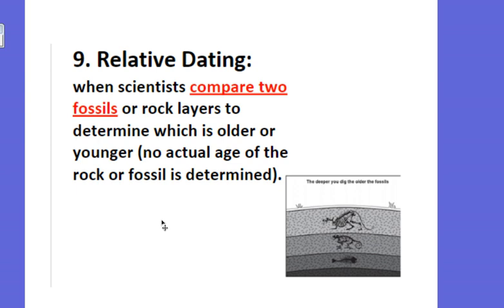If we're looking at relative dating, it can just tell us what's younger and older, but it cannot give us a specific age of that fossil or that layer.